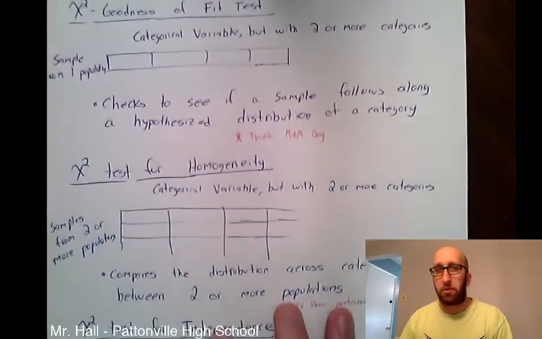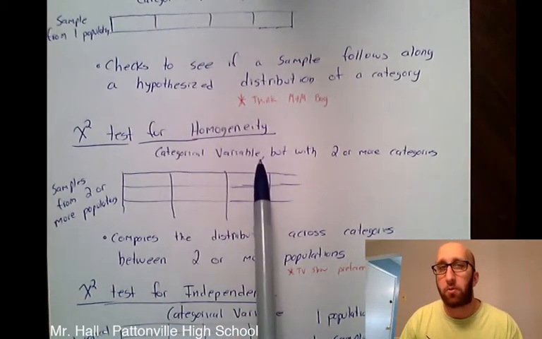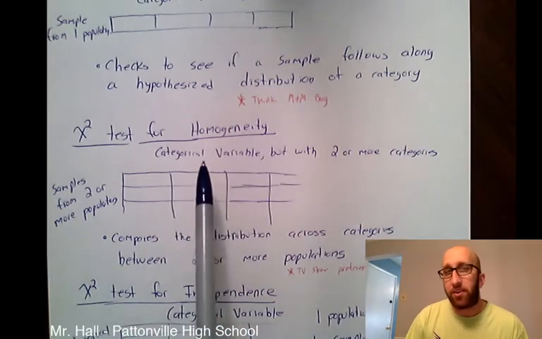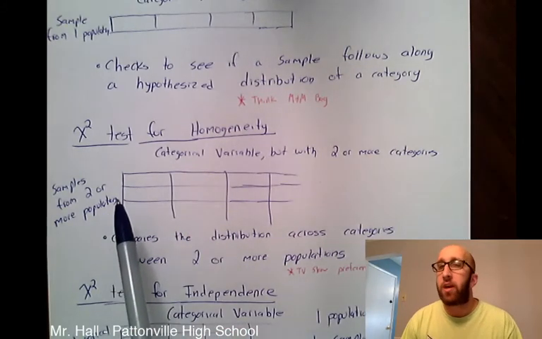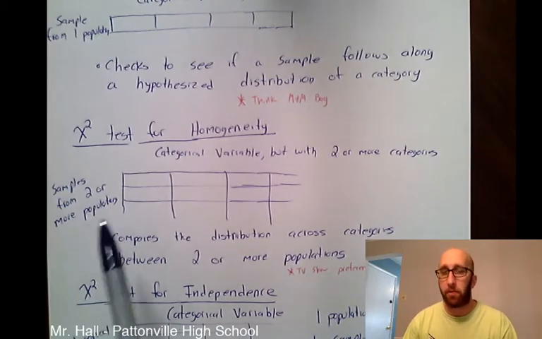Very similar, but there are some differences, is a chi-squared test for homogeneity. What this is going to do is it's still going to have a categorical variable, but with two or more categories, so same as up above. The difference here is we're going to have more than one sample.